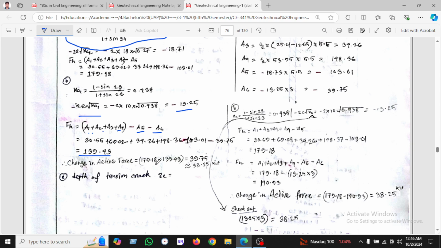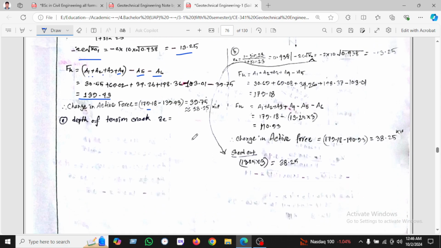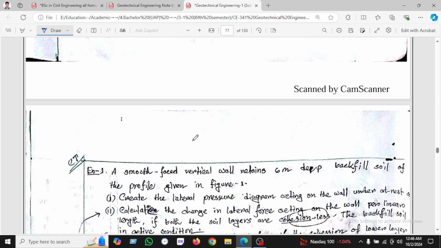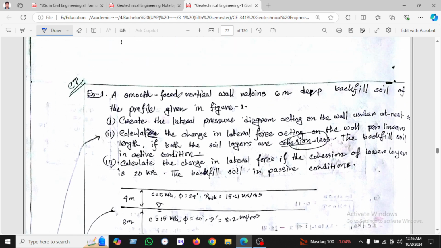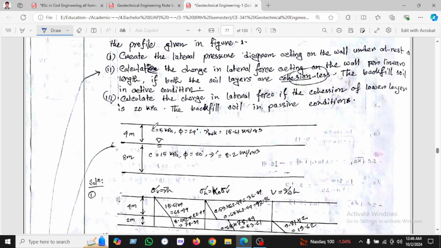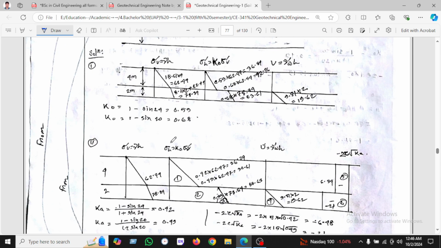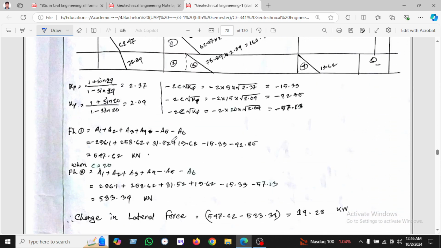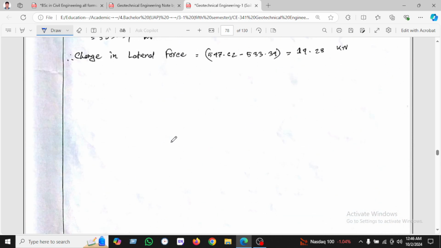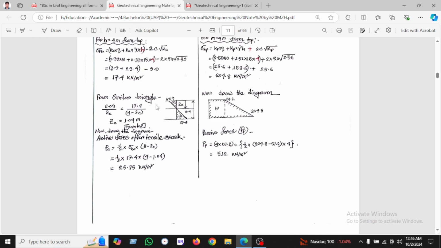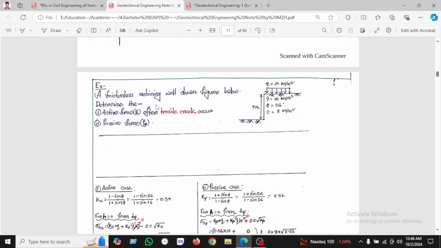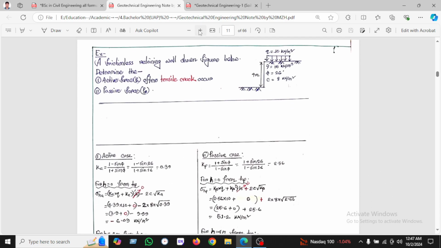Change in active force, which is 147.79 minus 139, which is 38 kN. The depth of crack is Zc. We will calculate here. Here the another graph calculation is given here, so you can see all the calculation we can find here. So let's see another example here. This is very crystal clear.